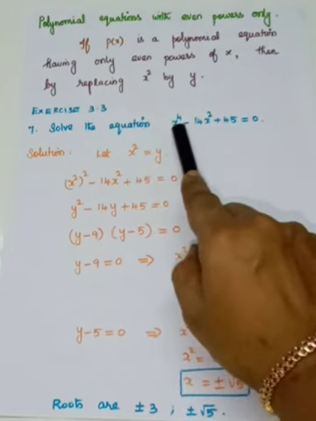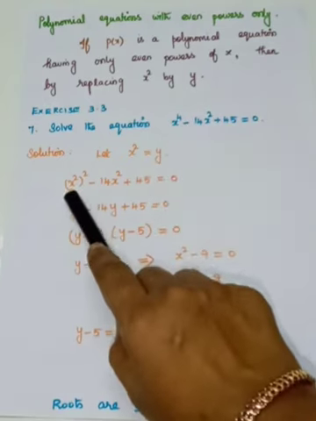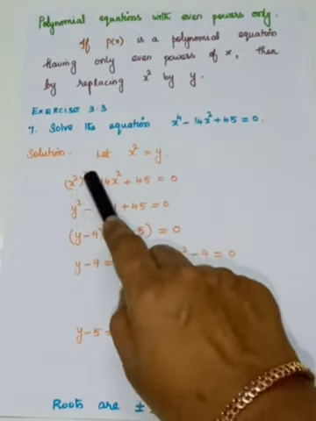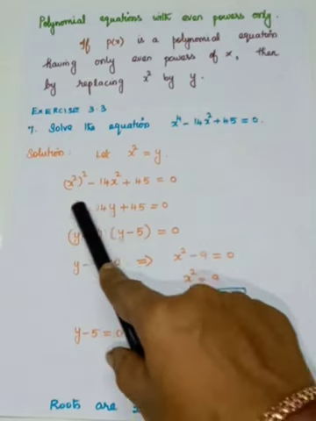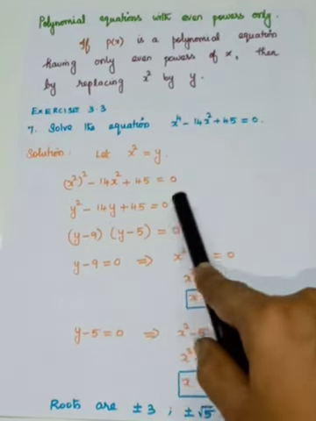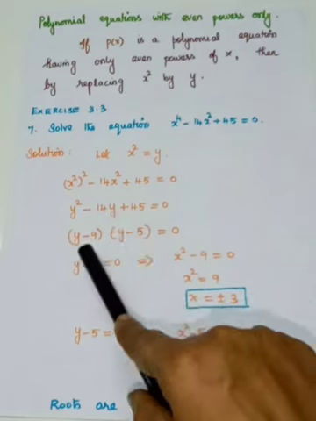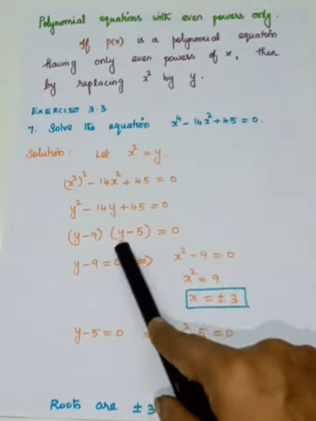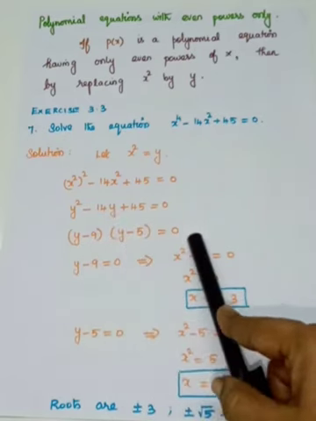So you take this equation, x power 4. How can you write it? x squared the whole square minus 14x squared plus 45 is equal to 0. In the place of x squared, you have to substitute y. So it is y squared minus 14y plus 45 is equal to 0. So it's a quadratic equation in y. If you factorize, you will get the factors y minus 9 and y minus 5 is equal to 0.